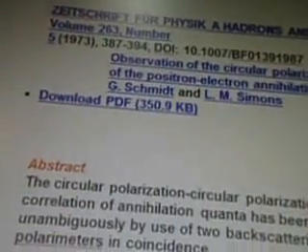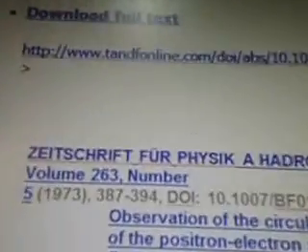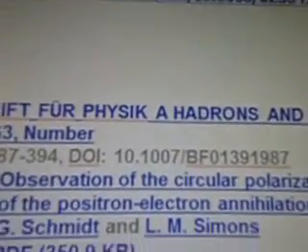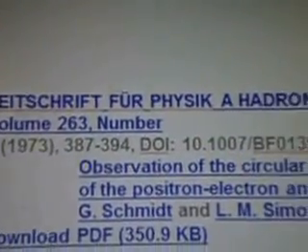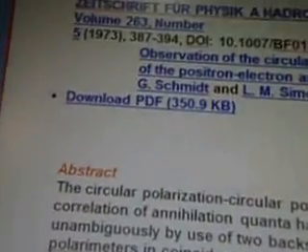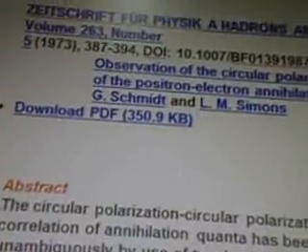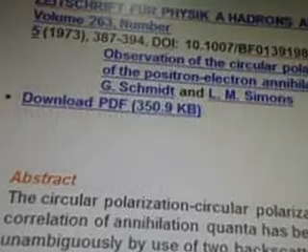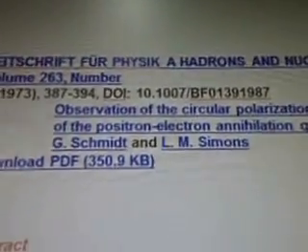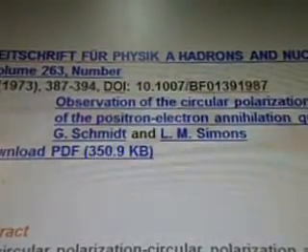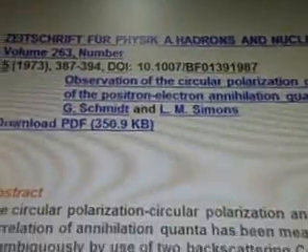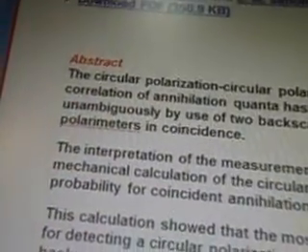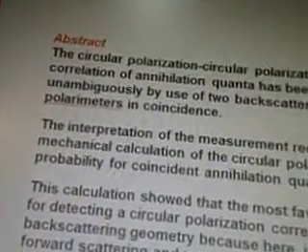www.tandfonline.com. Next is the Zeitschrift für Physik, Hadrons and Nucleons. Looks like it's German or something. Either German or Russian. Something came up here from G. Schmidt and L.M. Simmons, so I'm saying it's German. Observation of the circular polarization correlation of the positron-electron annihilation quanta. So the abstract is the circular polarization.